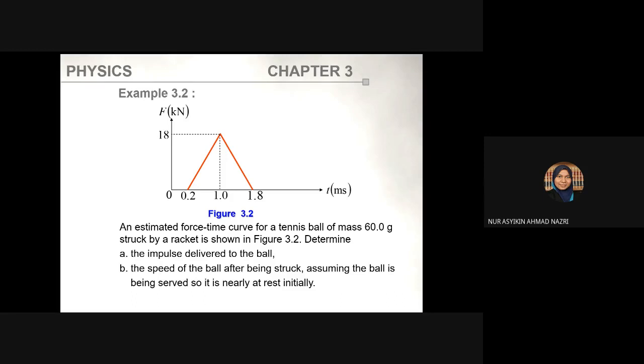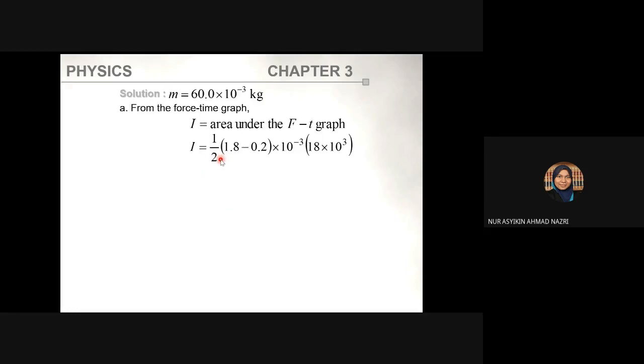The impulse delivered to the ball. So find the initial impulse. Impulse just now is the change of momentum. But for this case, how are we going to find it? Simply take the area under the graph. So we simply take the area under the graph and we find that the impulse value is 14.4 Newton second.